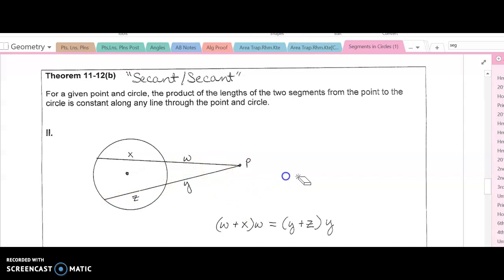So on this one, here's how I like to think of it for the formula. The outside piece of the secant, the part of the segment that is outside the circle, times the entire segment. Now the entire segment we would call W plus X. Be careful, it's not W times X, because when you're adding, part plus part equals whole. So it's the outside times the whole thing, which is equivalent to the outside piece of the other segment times the whole other segment.